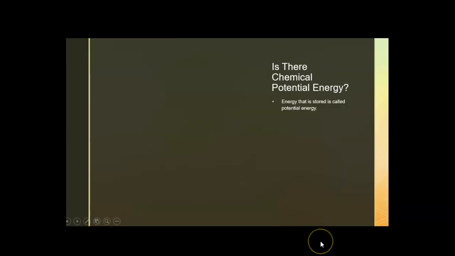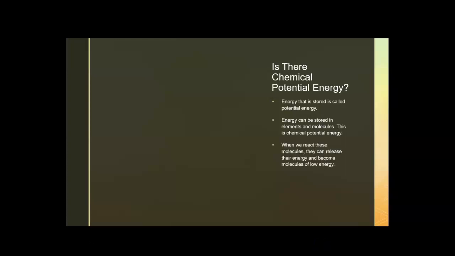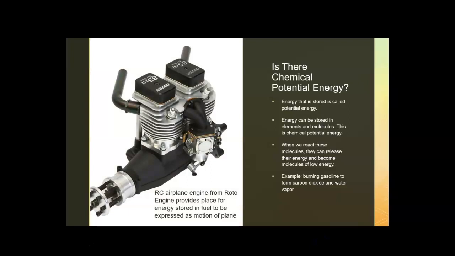Is there chemical potential energy? Well, yeah. Energy can be stored in elements and in molecules. This is chemical potential energy, and it's stored in high-energy elements and molecules. When we react these molecules, they can release their energy and become molecules of low energy. Then we can do some work with the released energy. For example, you can burn a fuel like gasoline to form carbon dioxide and water vapor.